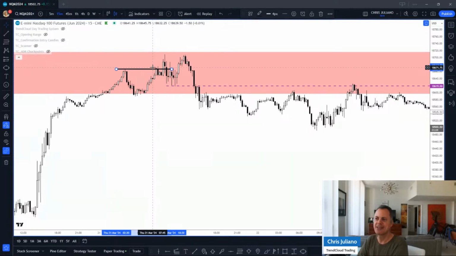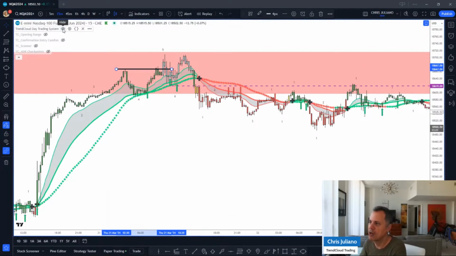Now, how many shots at this do you usually get? Well, that's on your TrendCloud system as well. And there you go. You usually get 5, right? Here's one. It pulls back, right? New structure high, pulls back, new structure high. TrendCloud is going to count everything for you. As soon as it becomes extended, it'll color the candles blue. And now you can say, okay, we might get one.